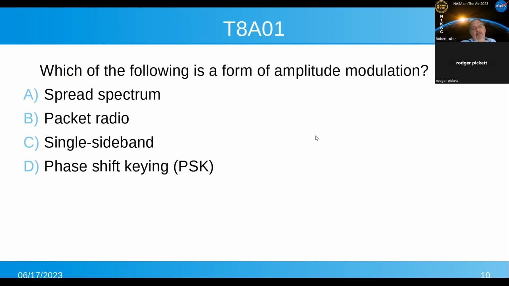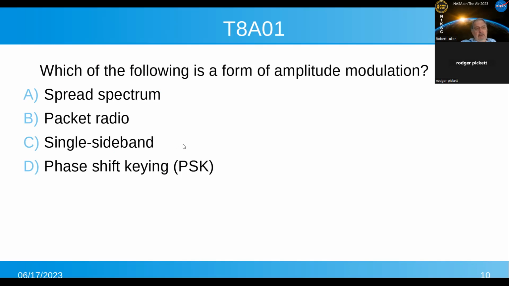Which of the following is a form of amplitude modulation? B. We hadn't talked about spread spectrum, but it's kind of hard to describe. It's more of a frequency modulation. It's actually multiple frequencies, and it's a digital thing. Your cell phone uses a spread spectrum type of modulation. Radio control airplanes and boats and stuff, most of them now use spread spectrum. Old ones used FM.